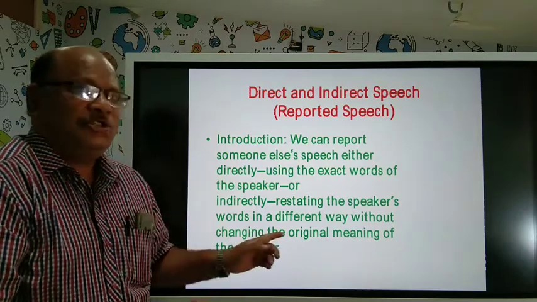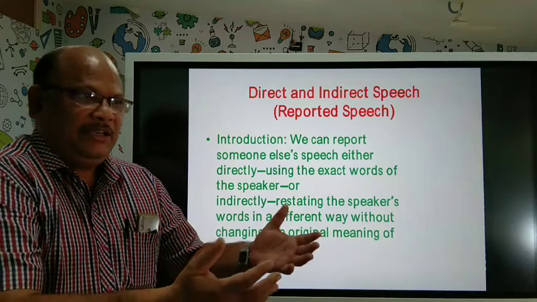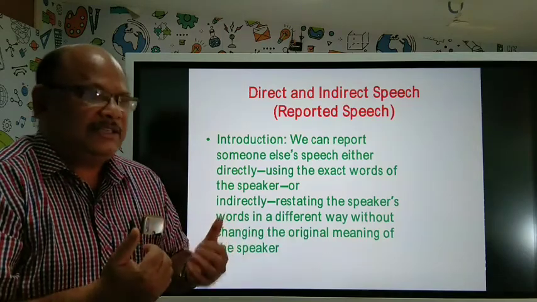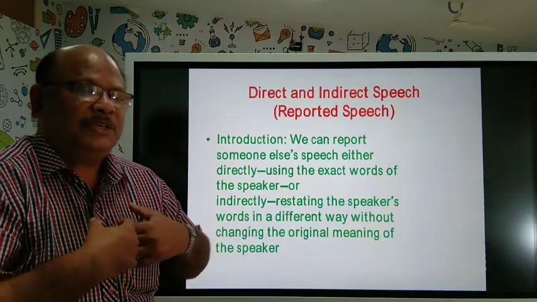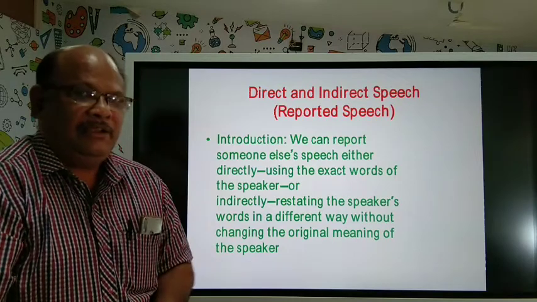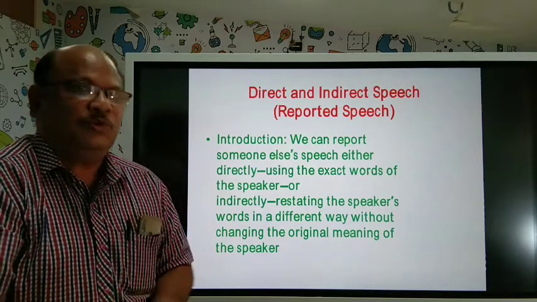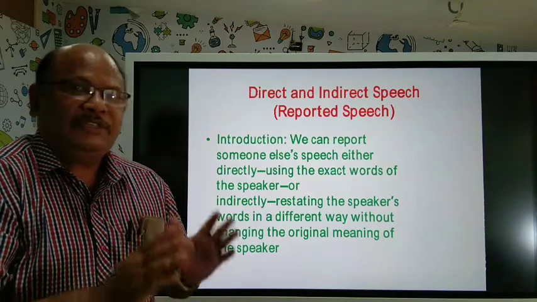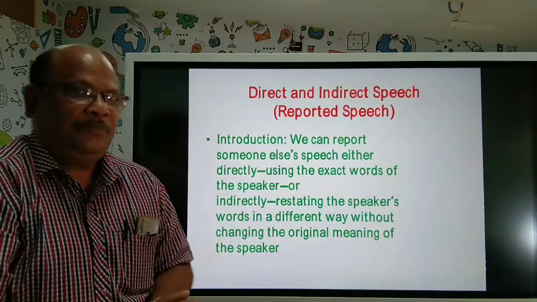But in indirect speech, we understand what he says and we use our own words to convey the meaning. We don't use the exact words of the speaker.